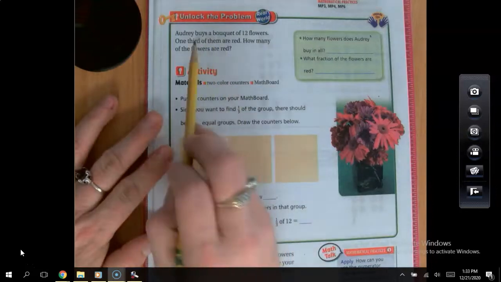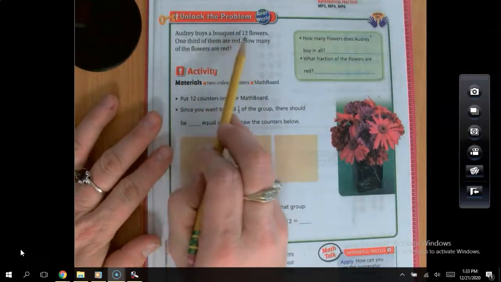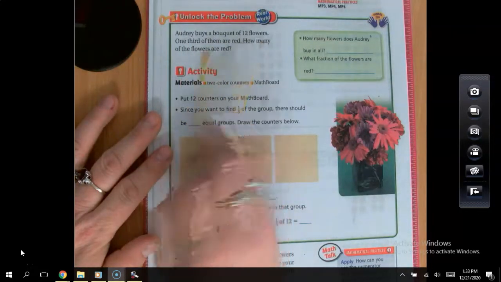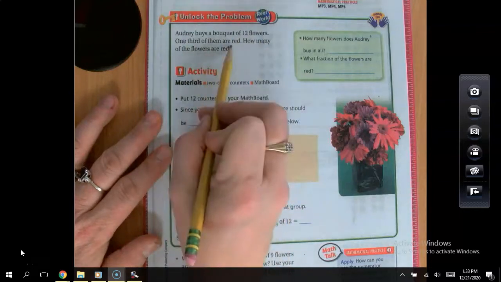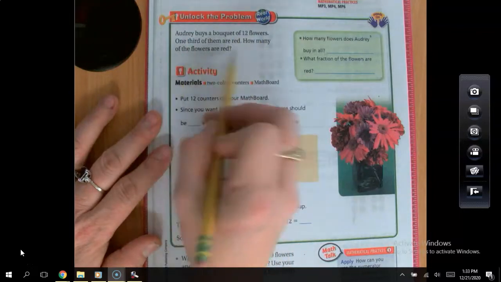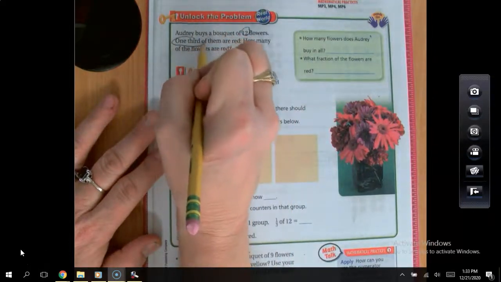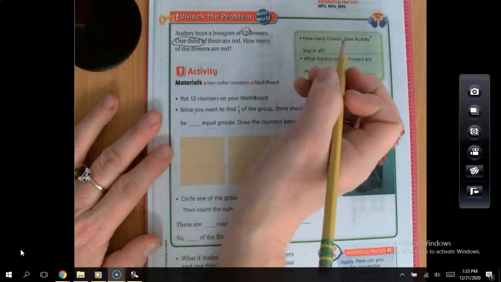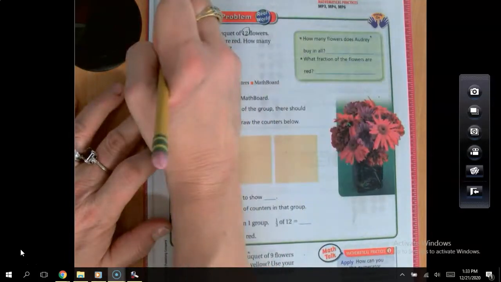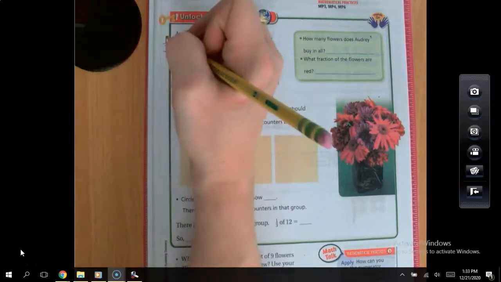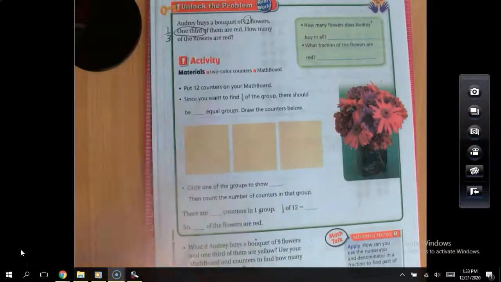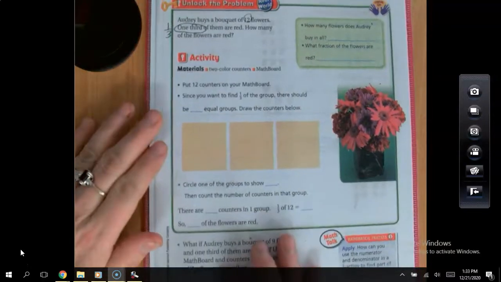We have Audrey buys a bouquet of 12 flowers. 1/3 of them are red. How many of the flowers are red? So we have 12 and we have 1/3. I always like to circle the fraction that they're talking about and then write it.